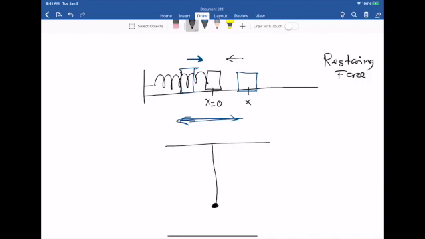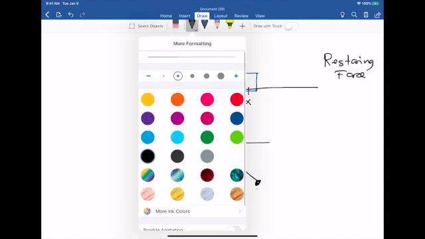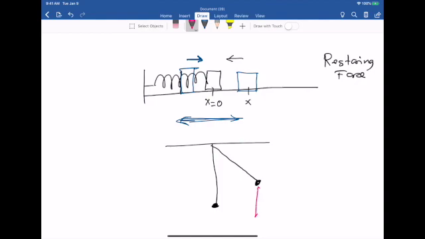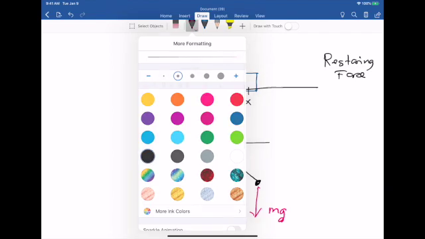The system is in equilibrium. But suppose you displace the mass by a certain angle. Now it's no longer in equilibrium, because you have the gravitational force acting down like this. And as you can see, the gravitational force exerts a torque about the pivot point. You can easily find the torque of the gravitational force about the pivot point. This torque will try to rotate the pendulum back to its equilibrium position. So this is an example of a restoring torque.